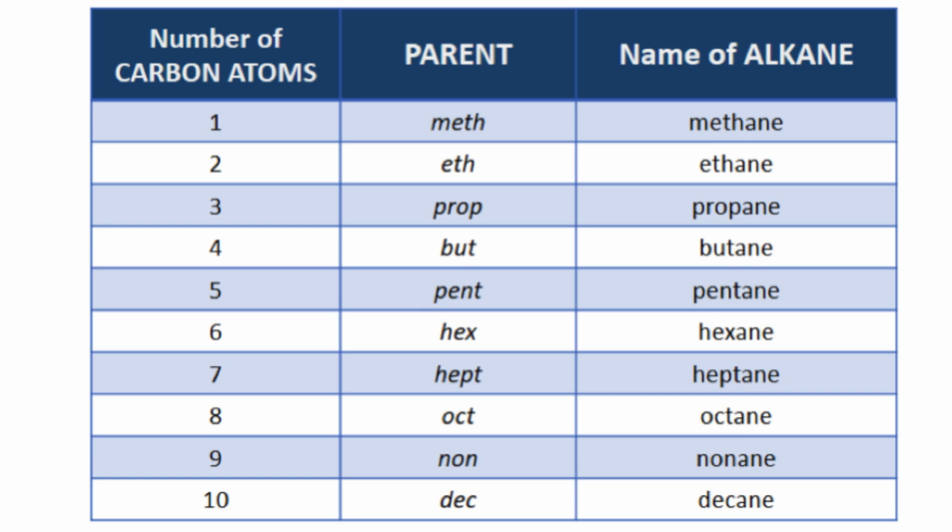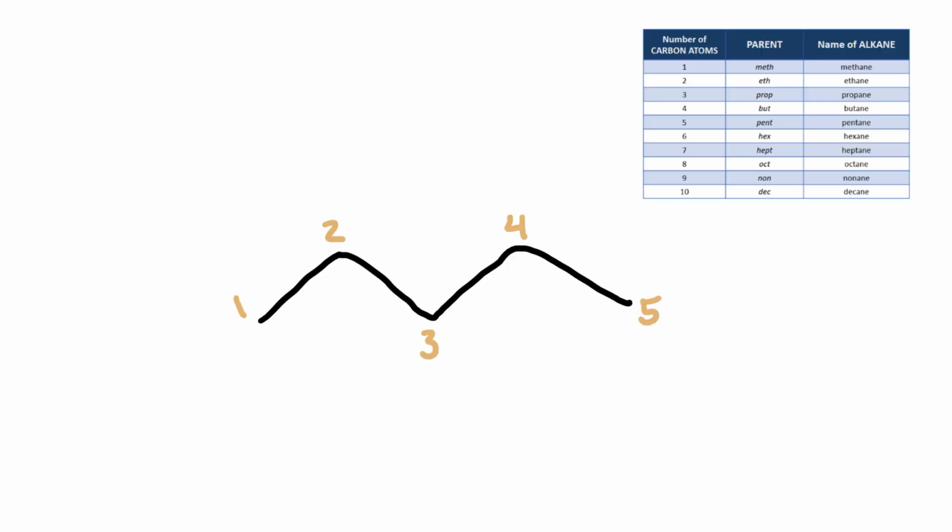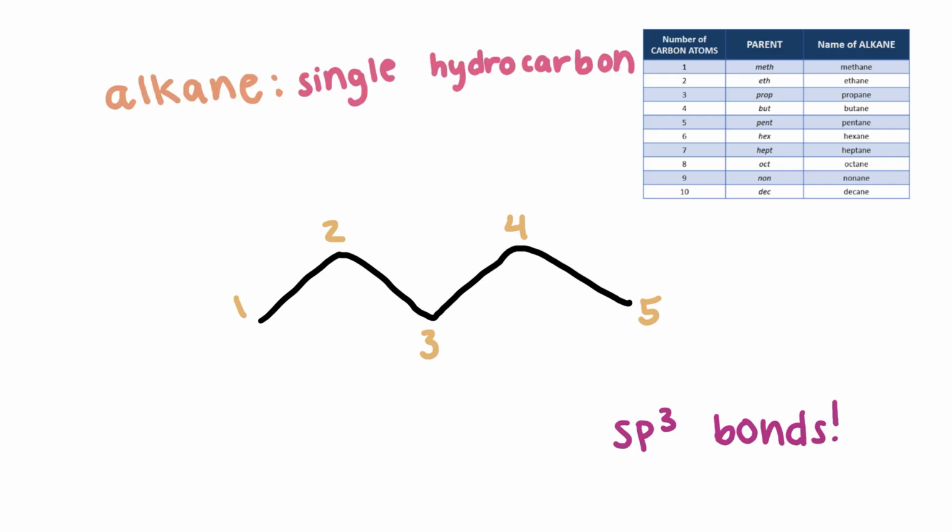Let's talk about the prefixes. Here's a quick chart showing the numerical prefixes and their corresponding number of carbons. So, looking back at our structure, 5 carbons, all single bonded with no funky additions. That's pentane, plain and simple.